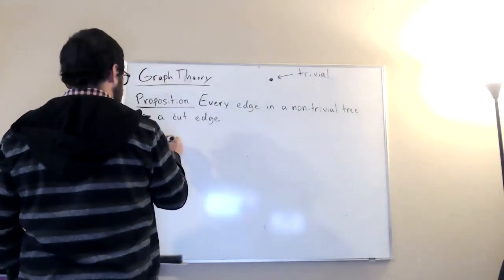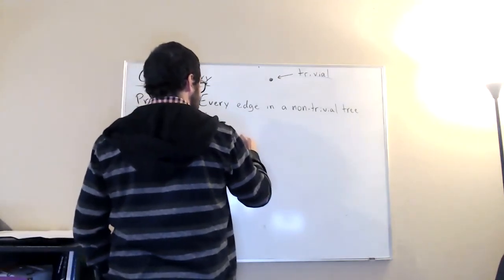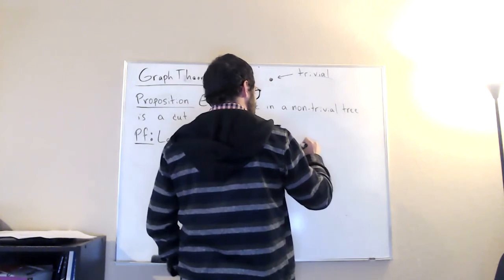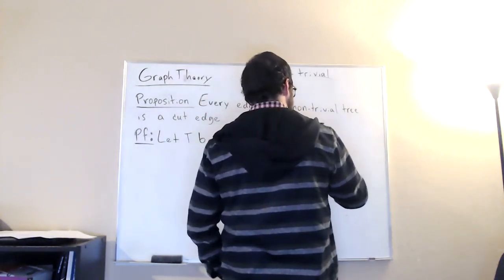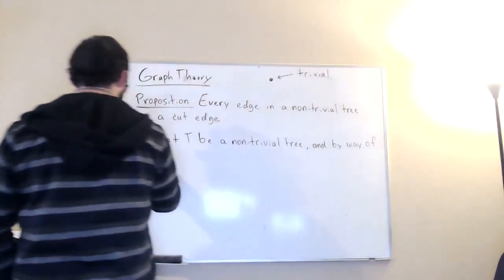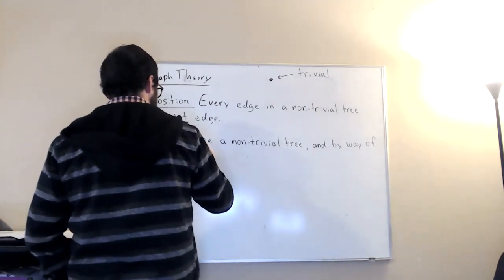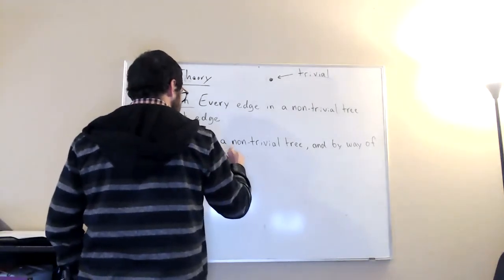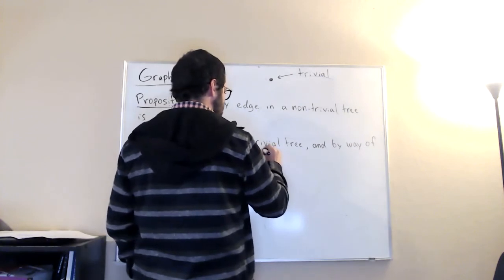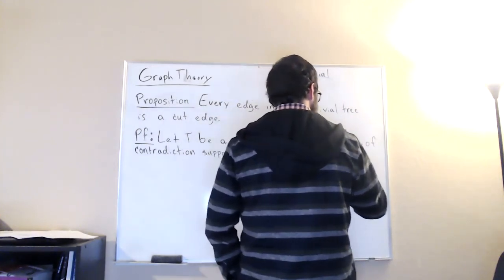Okay, so let T be a non-trivial tree, and by way of contradiction, suppose the edge UW in the edge set of T is not a cut edge.